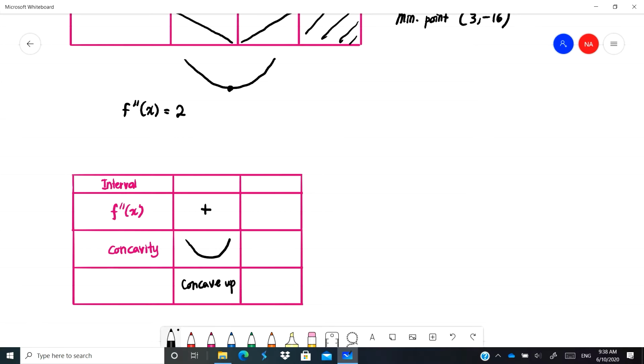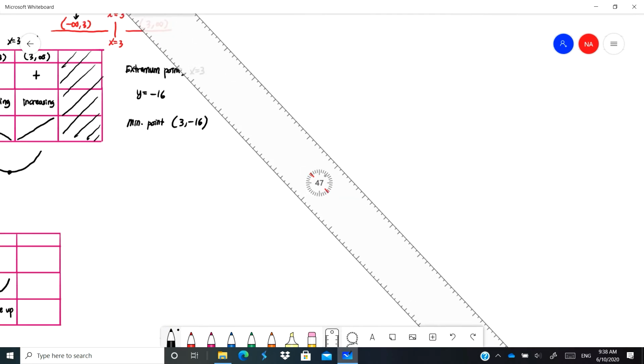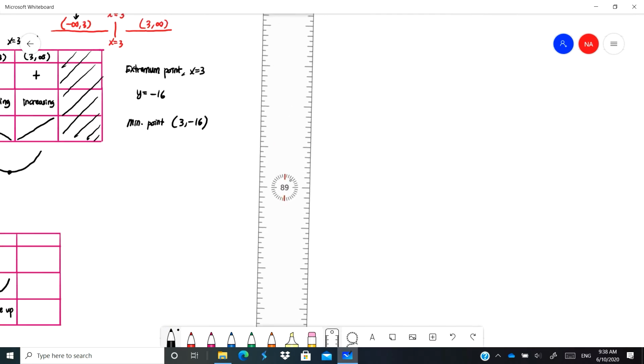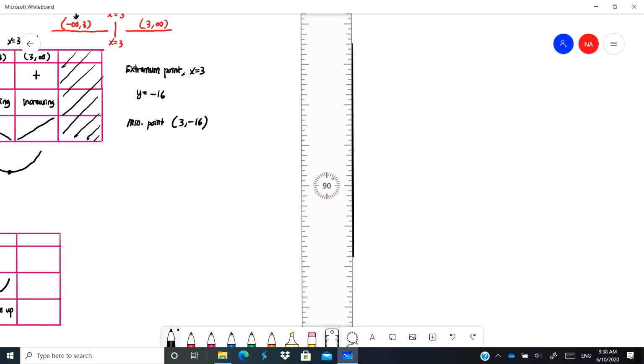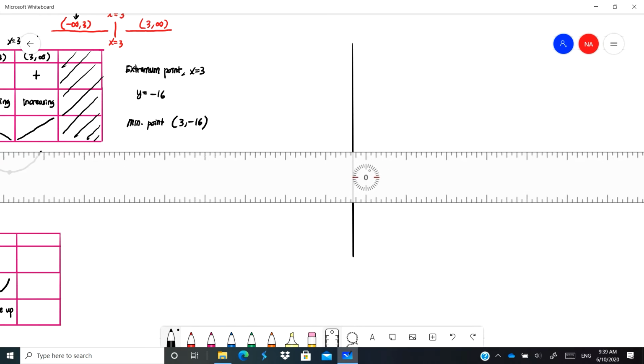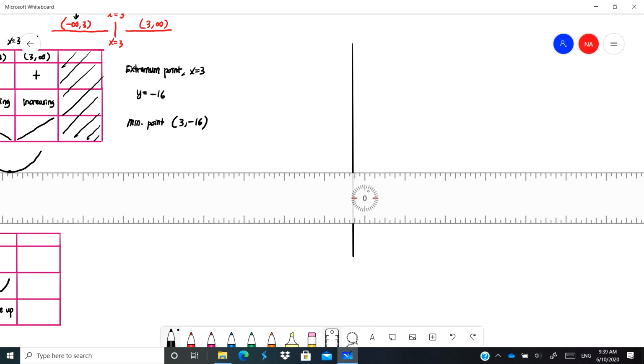So let's try to draw the graph. Note that the values of the y-intercept and x-intercept will be considered right here. Okay, let's draw a bigger graph for you to see this.